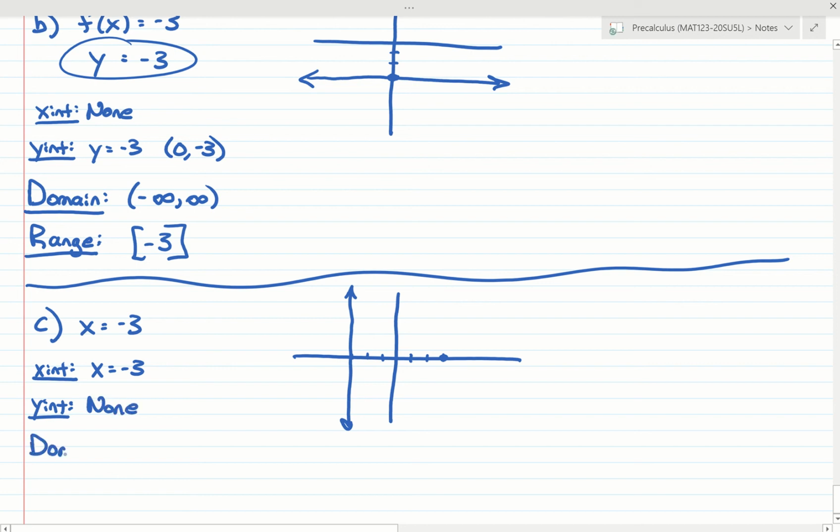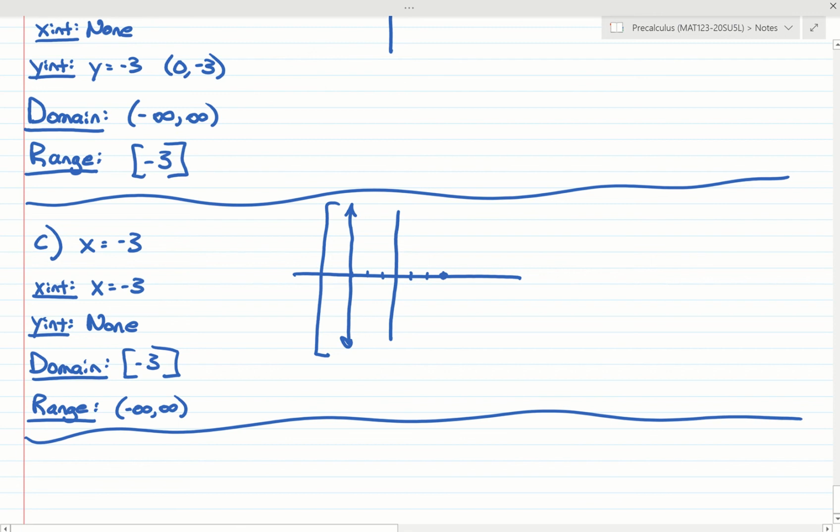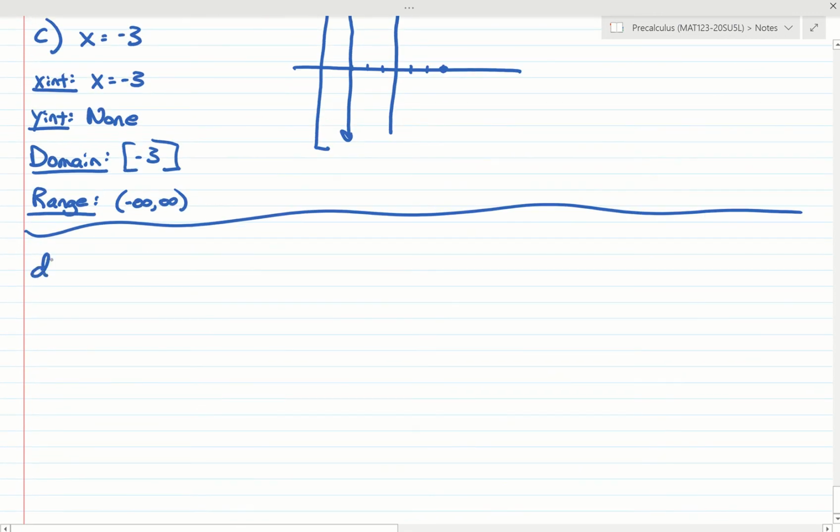The domain, what are possible x values we could use? Well, the only x value we could use is -3, right? We have no idea when x is 2. I mean, the problem just says x is equal to -3. But as far as our range, if you look at the graph, the range is covering all positive y values, all negative y values. So our range would be all real numbers. One more example like this.